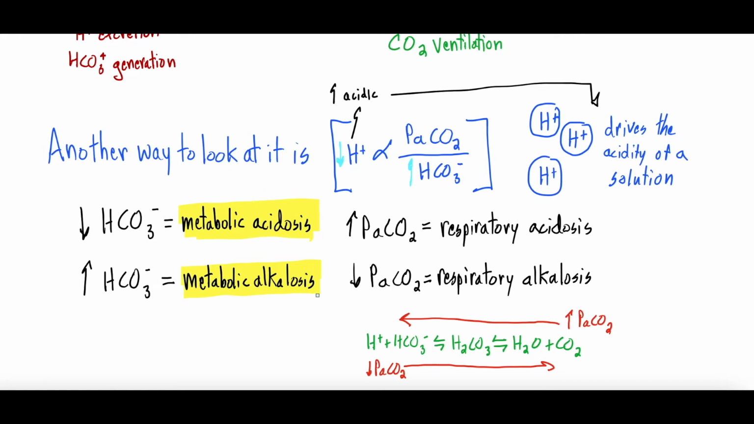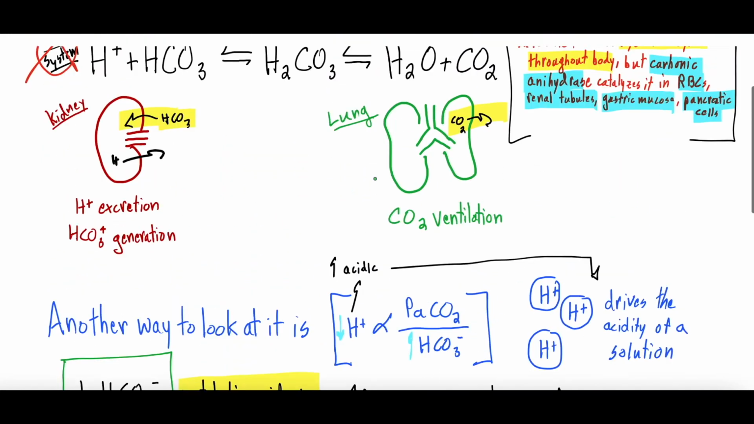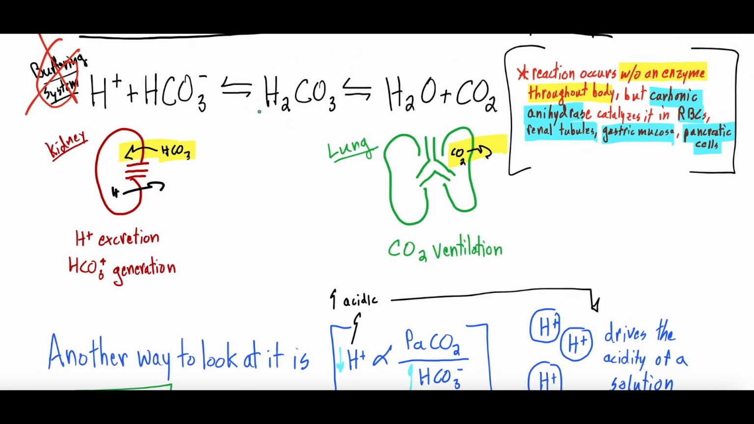But, so these first two here, we can see that bicarbonate drives whether something is metabolic, and the amount of bicarbonate drives whether it's acidotic or alkalotic based on this equation, which is just another way to think about this equation, right? Bicarb higher, we drive this way, so there's less hydrogen ions and it's more basic. Bicarb lower, we drive this way, so there's more hydrogen ions, all right?